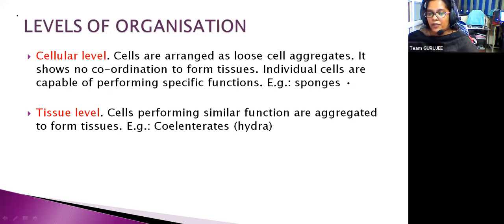Cellular level. Whether it is unicellular or multicellular, based on that they are classified as unicellular and multicellular. Okay, tissue level. Based on their tissues, for example, coelenterates like Hydra, they have distinct forms of tissues. So they are classified according to their tissue level.